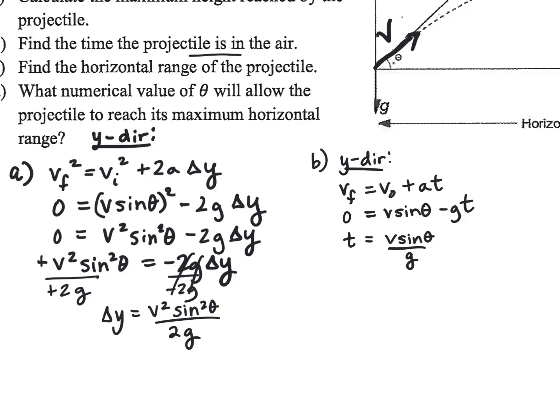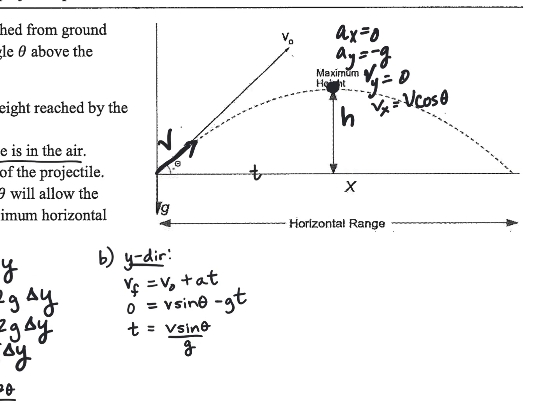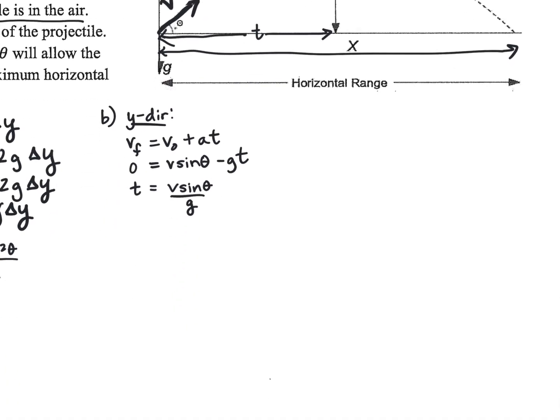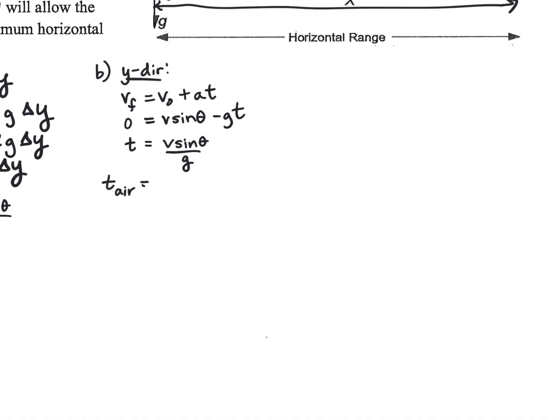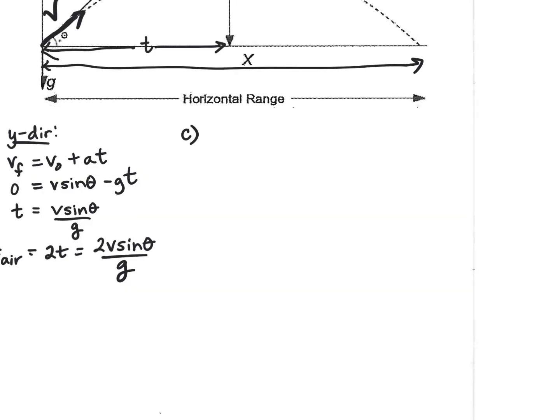It says find the time the projectile is in the air. Is that what we have found? This is what we found, isn't it? So how can I find it all the way to here? Multiply by 2. So total time, t air, is going to be twice t, which is 2v sine theta over g. Right as rain, right? C. What does C ask? Find the horizontal range of the projectile. Woohoo! So now we've got to find delta x, don't we?